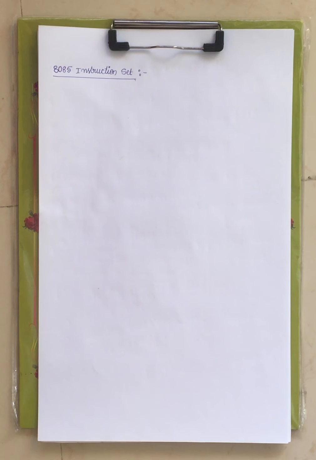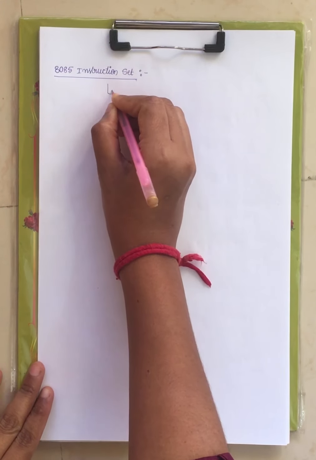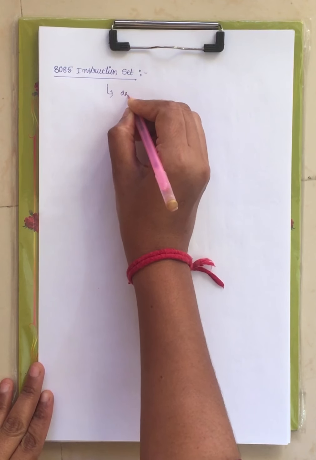This microprocessor is an 8-bit microprocessor, right? The programmer can write a program using this instruction set in assembly language, right? We have different types of instructions. This instruction set has been classified into different types. Let us see them one by one. First you have the data transfer instruction set.